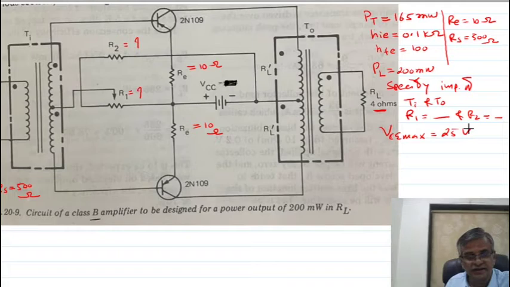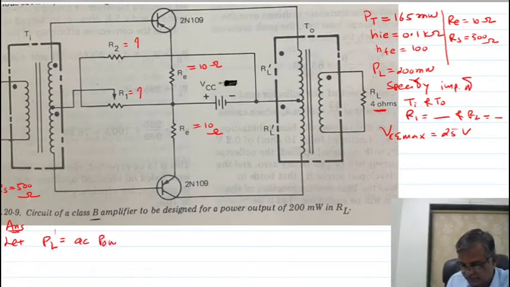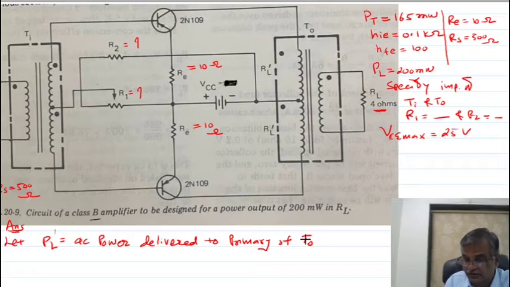Now let us start how to design this circuit. Let PL dash be the AC power delivered to the primary of the output transformer. They have given the efficiency of this transformer as 70%.